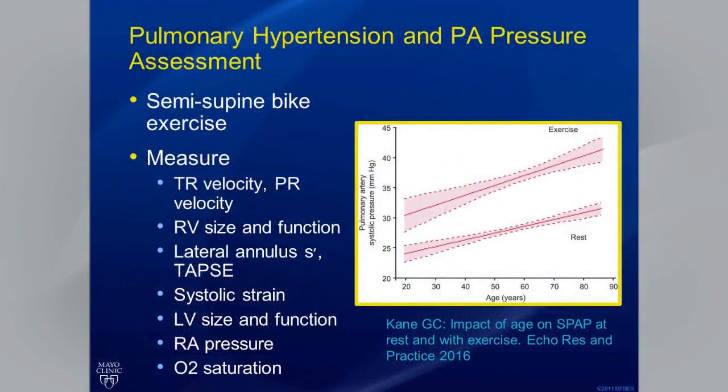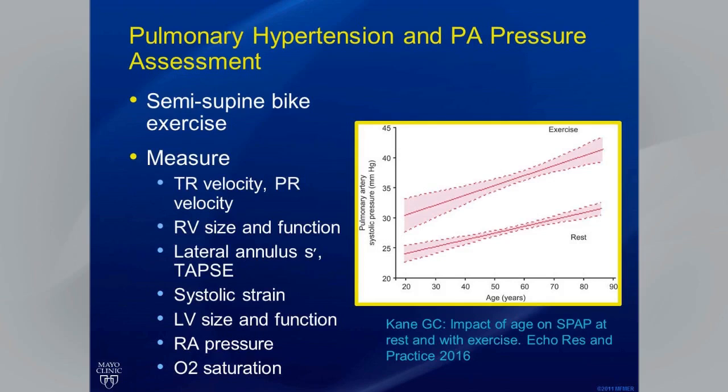When we apply stress echo to assessment of pulmonary hypertension, it's important to know what should be expected. The tricuspid regurgitation velocity or pulmonary regurgitation velocity, if you're measuring that, will increase with the stress of exercise as blood pressure increases. We have published normal values demonstrating the impact of age on the systolic pulmonary artery pressure at rest and with exercise, and that's shown on the right-hand side here.